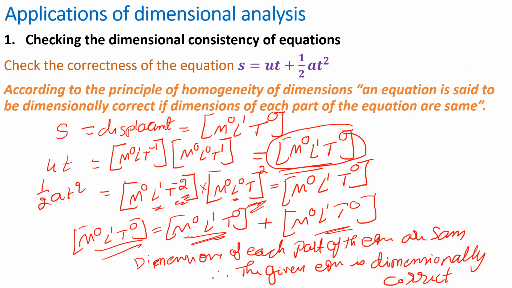If suppose a wrong equation is given, then you won't get the same dimensions in each part of the equation. At that time you need to write: dimensions of each part of the equation are not the same, hence the given equation is dimensionally incorrect. Here it is same, so I have written it as correct. That is one of the applications of dimensional analysis.